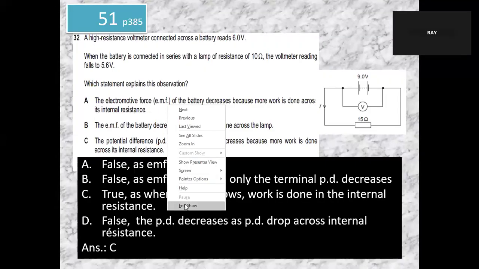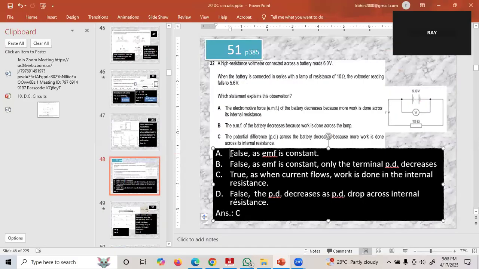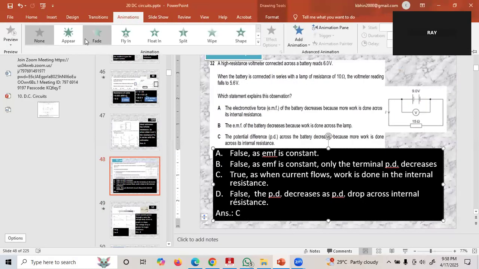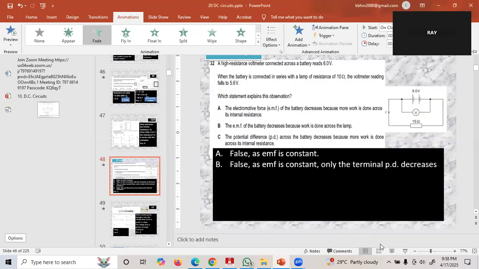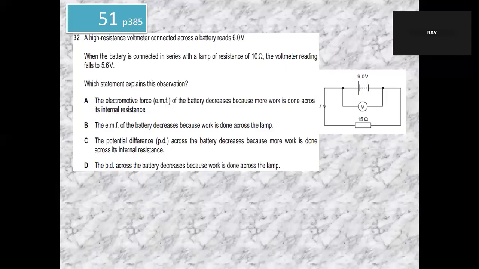What is the answer for 51? A high resistance voltmeter is connected across a battery. Have a rough idea what the picture is, or you can draw it. A battery is connected in series to a lamp. Resistance 10 ohm rather than 15. Voltmeter reading is 5.6. Which statement explains this observation?